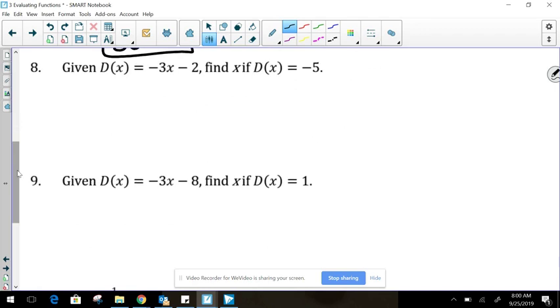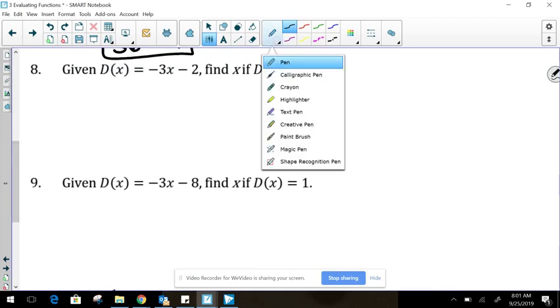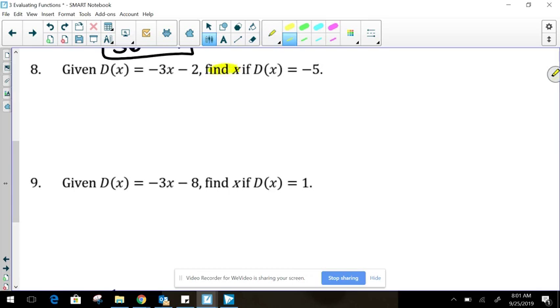Okay. Let's try 8, and then we'll skip down to 10. All right, number 8 here. We have d of x is equal to -3x minus 2. Again, find x. So if it says find x, you know what you're doing. This time I'm not going to do my color. Let's see if we can do without it.